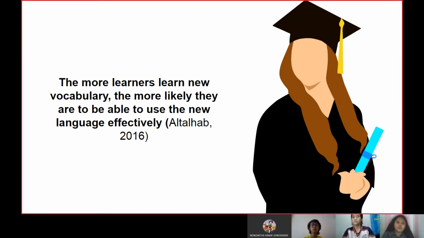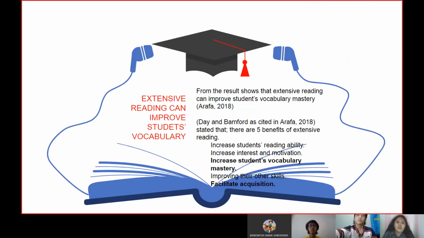According to Altalhab 2016 too, the more learners learn new vocabulary, the more likely they are to be able to use the new language effectively. So I think this is great. Also, we have to learn more about vocabulary to master our second language. And also extensive reading, which is a type of reading, can improve students' vocabulary. According to Arafa 2018, the results show that extensive reading can improve students' vocabulary mastery.